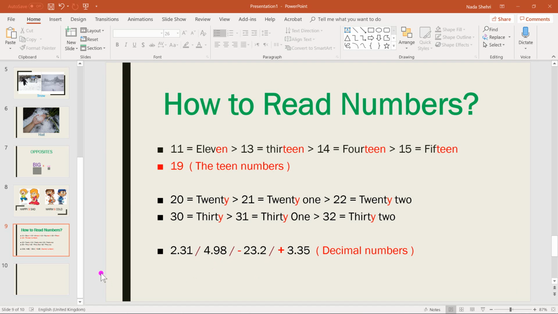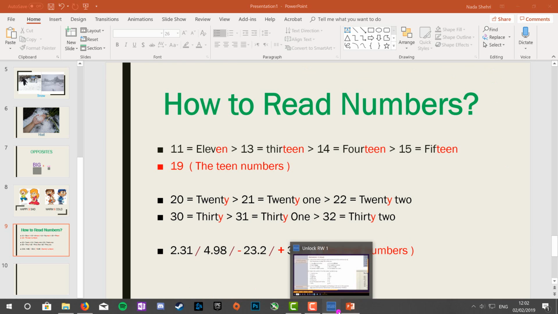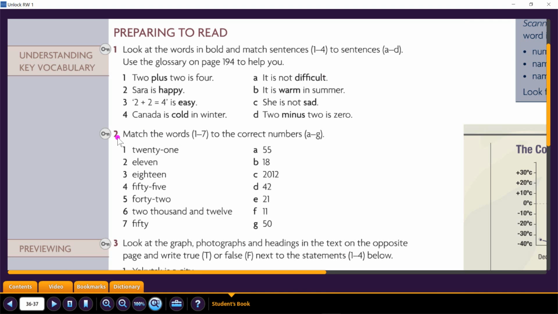So this is very important for you to understand in order to answer task number 2. Match the words 1 to 7 to the correct numbers A to G. What do you think? Please take 2 minutes, pause the video to answer the question, to match the words with the correct numbers, and then come back again to check your answers.